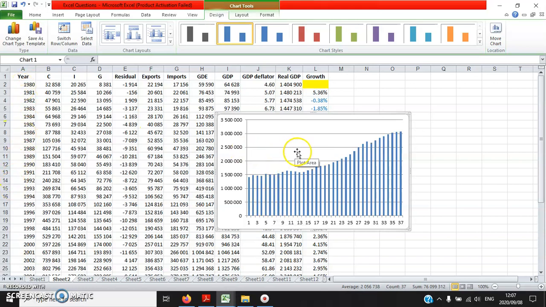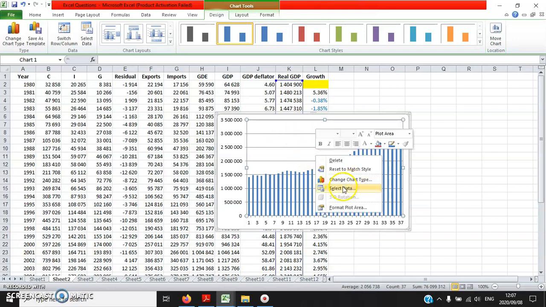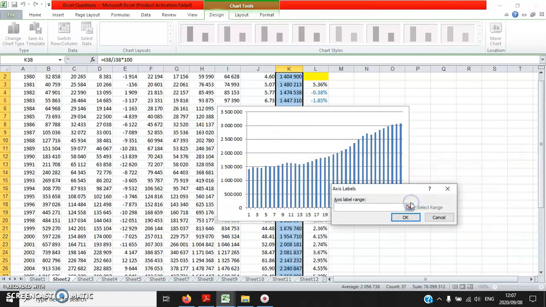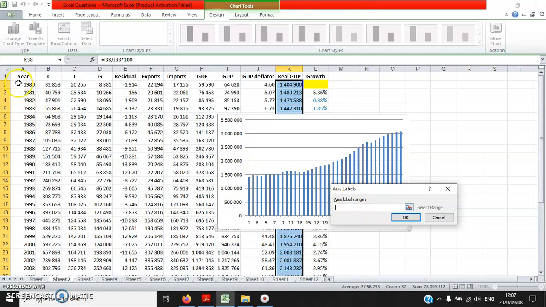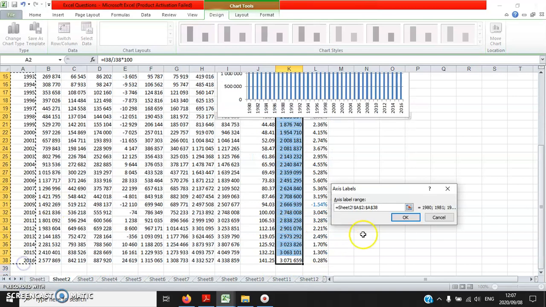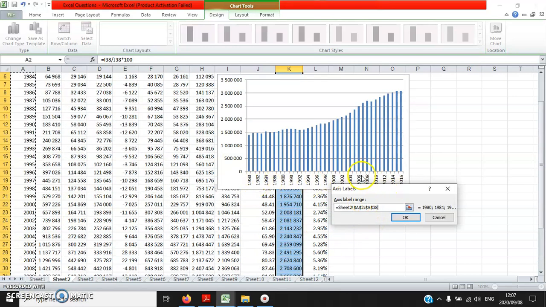So what you have to do is right-click anywhere inside the plot area, and select data. Horizontal or x-axis label: currently there's nothing, so you click Edit. Now Excel asks you the question, the data range. So it would come from A2 to A38. Do you see the difference now, the changes here on the x-axis?